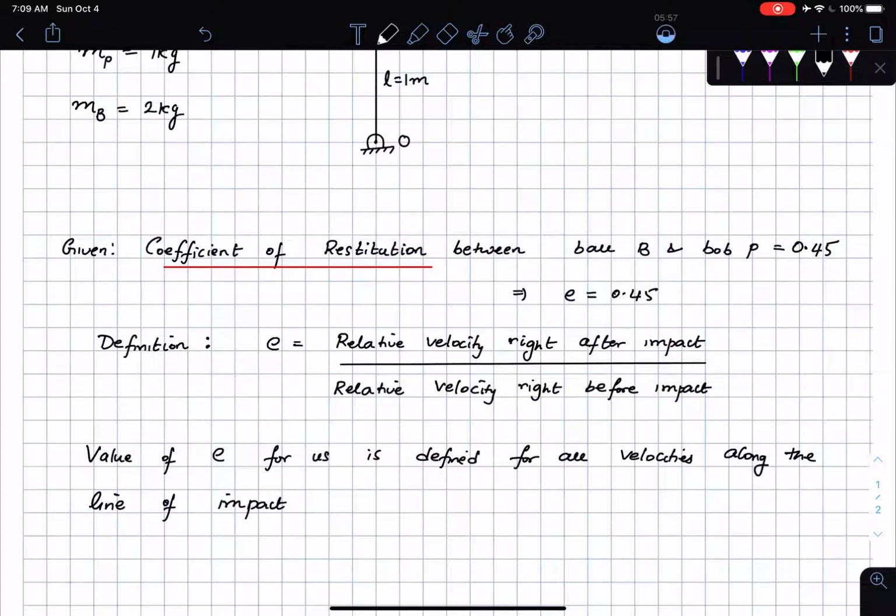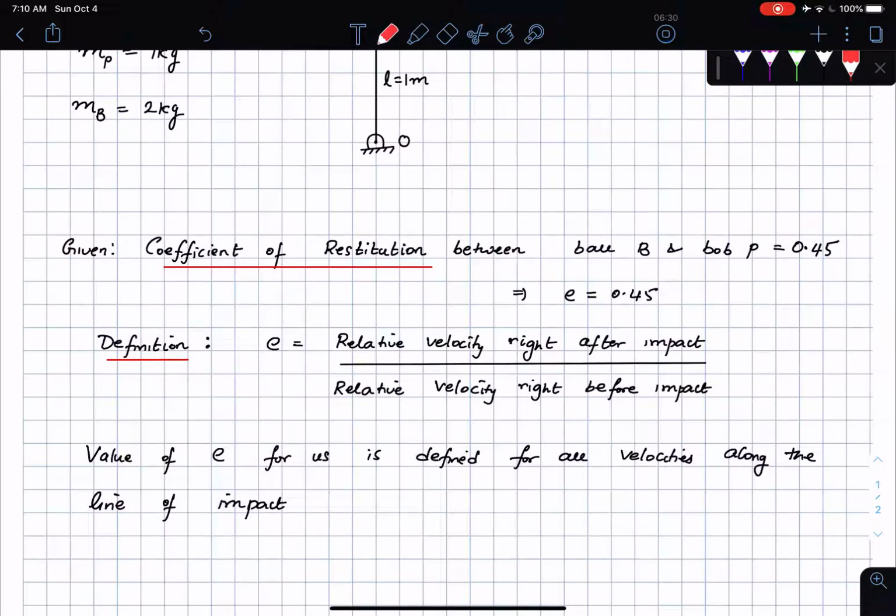Okay, so you can say that this relative velocity right after impact and relative velocity right before impact, these relative velocities are all along the line of impact, or in the direction of impact. So this is the definition, and we're going to make use of this, and as I said, in my lecture notes, which I'll have uploaded, I would have a longer derivation of what the coefficient of restitution is. So we will be skipping that derivation in this problem, but we will be making use of this idea here.